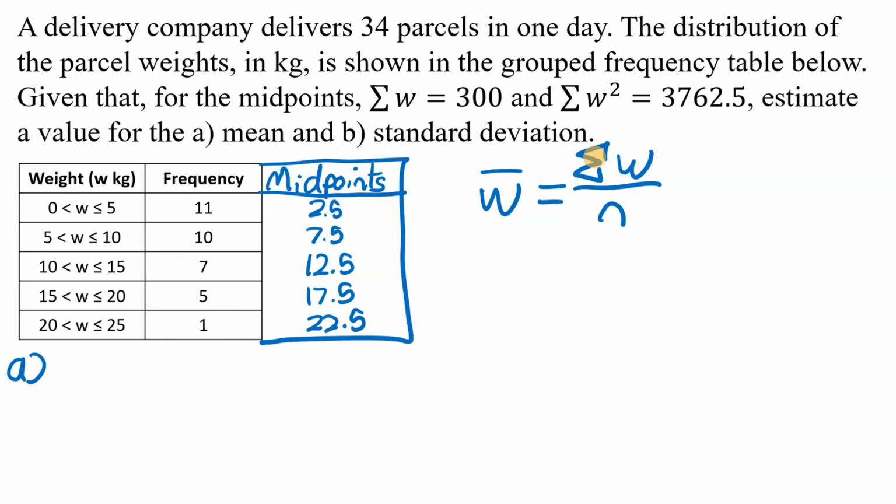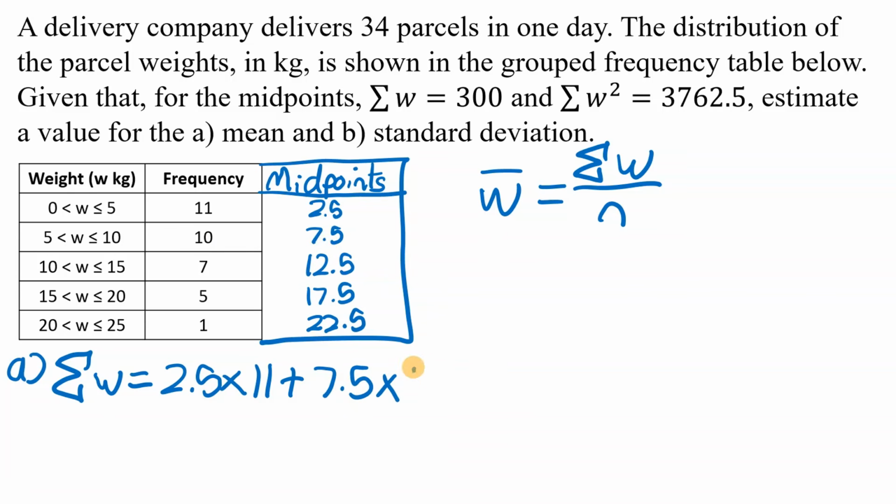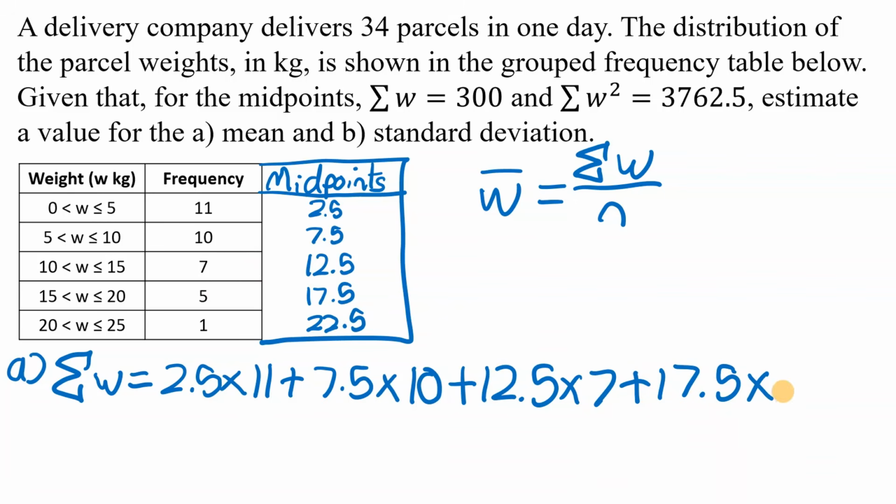Okay, so the sigma W here is all of the data points added together. So sigma W is going to be 2.5 here, and this occurs 11 times. Then we have 7.5 here, and this occurs 10 times, and then we have 12.5 here, and this occurs 7 times, and then we have 17.5 here, this occurs 5 times, and then we have 22.5 here, and this occurs one time. And if you put this into your calculator, this is equal to 300.